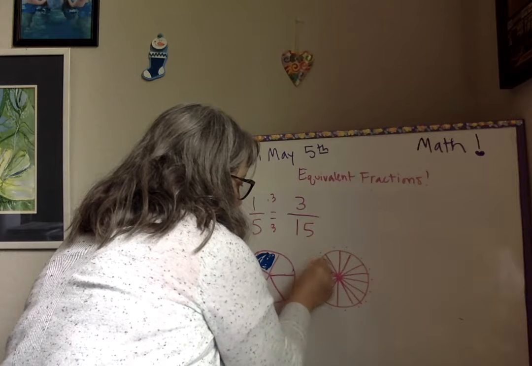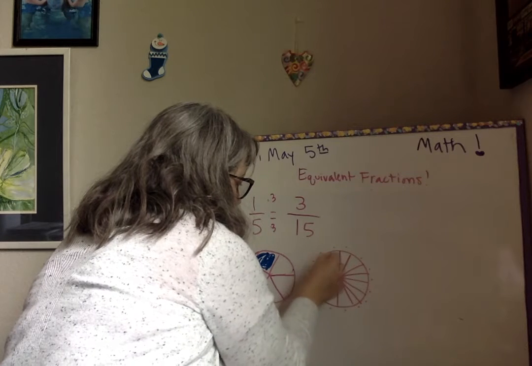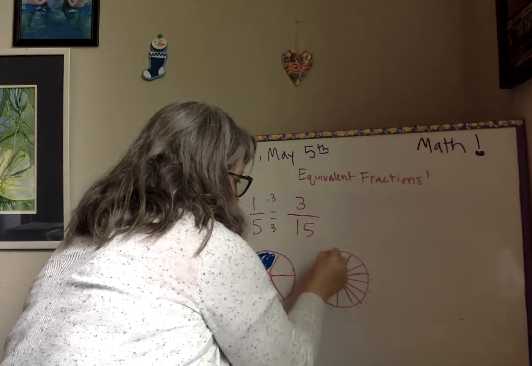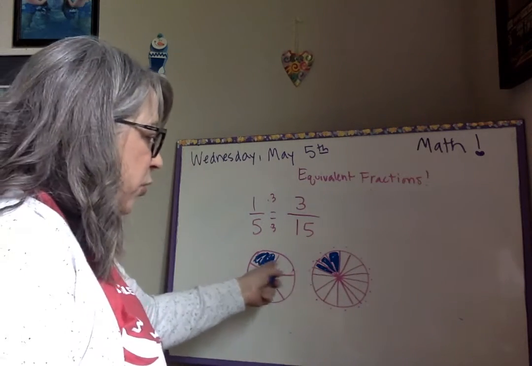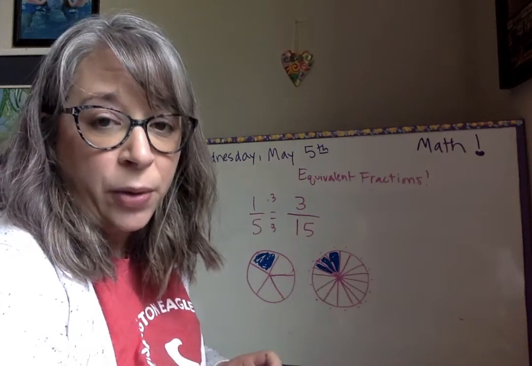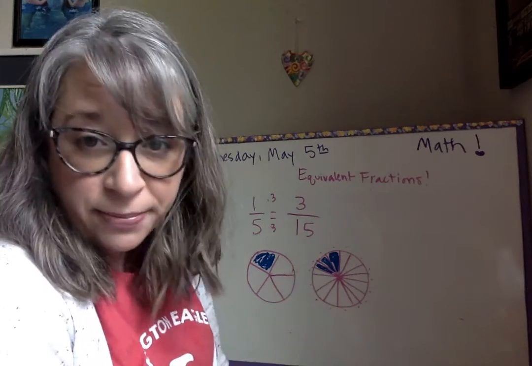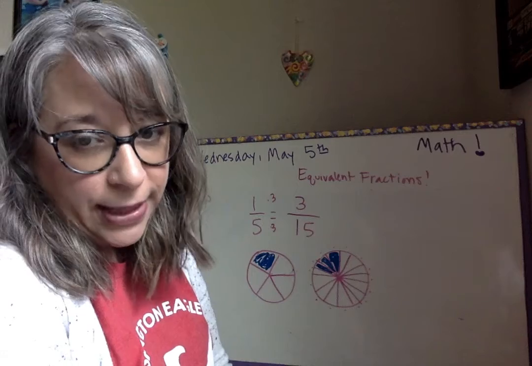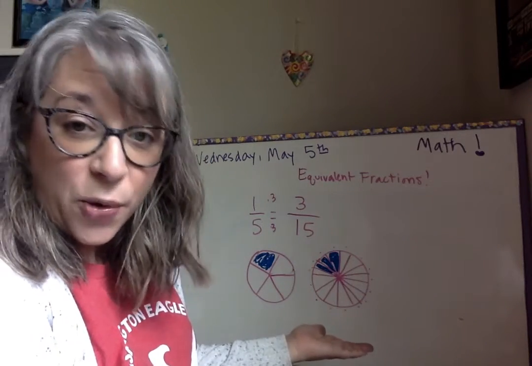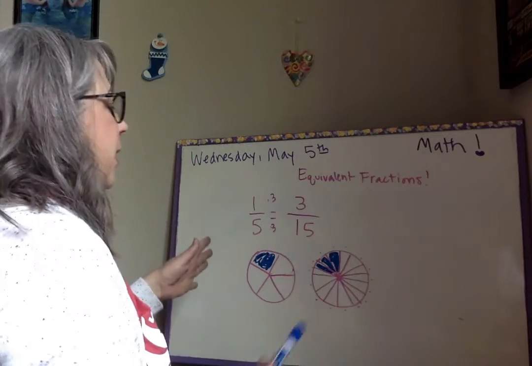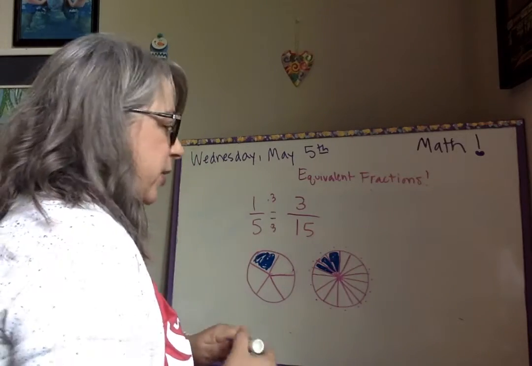So there's 1, 2, 3. If you can visualize, those should be the same amount. Now, if we were in class, we'd totally have fraction pieces out showing this, but this is what we're doing, and that's okay. So I've got to let it go. So 1/5 is equivalent to 3/15.